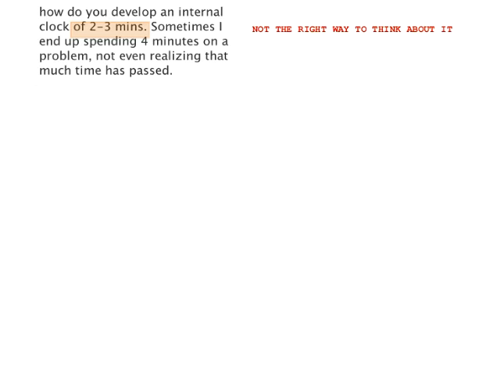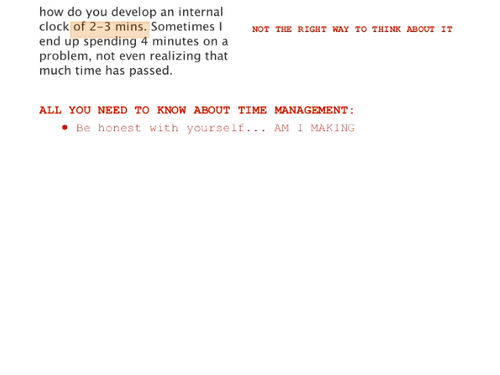Basically, time management is really just a couple of things. This is all you need to know about time management right here. You need to be honest with yourself about whether you're actually making progress. Be super honest with yourself. Am I making real progress toward a real goal? That's either a yes or a no. If it's no, you should stop doing what you're doing and try to do something else.